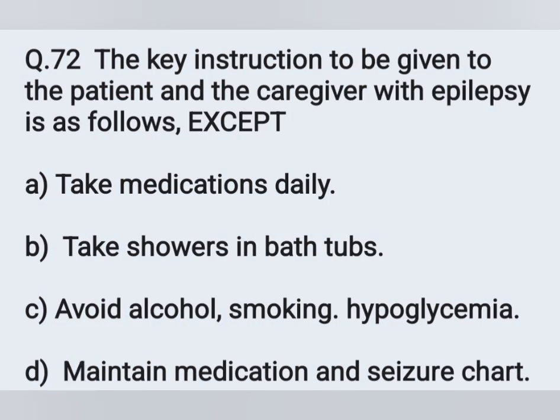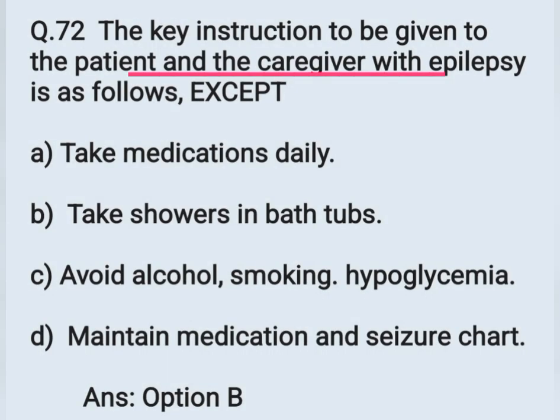And the next question, number 72. The key instruction to be given to the patient and the caregiver with epilepsy is as follows except. Option A, take medications daily. Option B, take showers in bathtubs. Option C, avoid alcohol, smoking, hypoglycemia. Option D, maintain medication and seizure chart. Question is, the important instruction given to a patient and caregiver of epilepsy except, which is not included in the instruction. It is option B, take showers in bathtub. They should not take showers or bath in a bathtub. Option B is the correct answer.